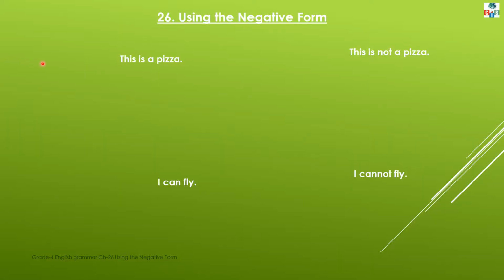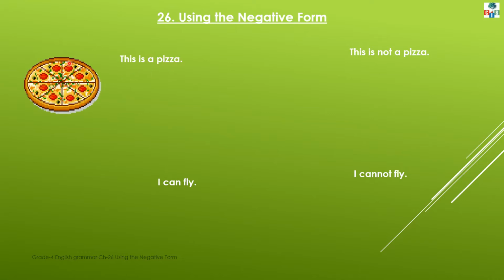See this example, children. This is a pizza. Yes, this is a pizza. This is not a pizza. Yes, this is not a pizza. Now, look here, children. When I change an affirmative sentence into a negative sentence, I have used a word like not. So, this is a negative sentence.